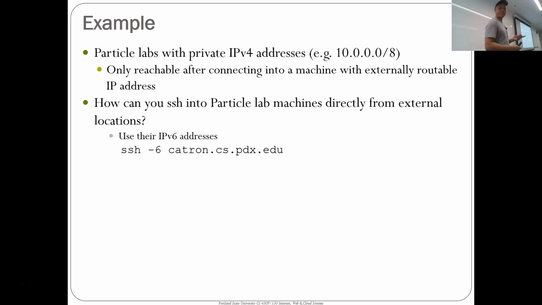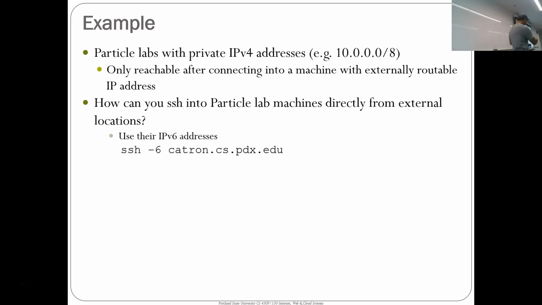Okay, so the particle labs have this private IPv4 address space. There are 10 networks, and we saw last class that they were only reachable after you connect up into a machine here that knows about the 10 network. So you have to SSH into linux.cs.pdx.edu, so it's got an external address that you can SSH into, and then from Linux, you can SSH into Catron, because then they both have knowledge of the local 10 network. So that's what's happening.